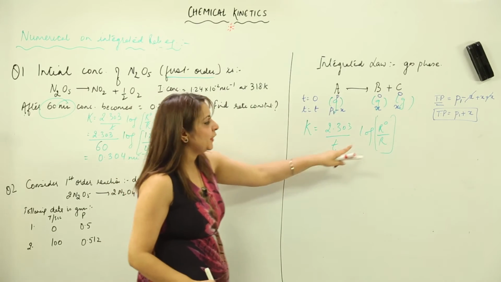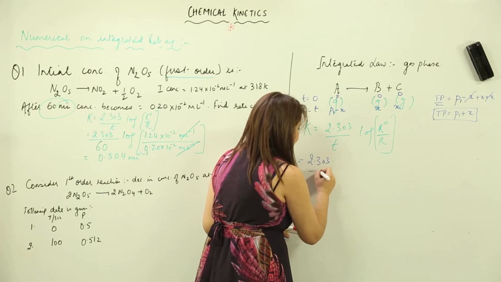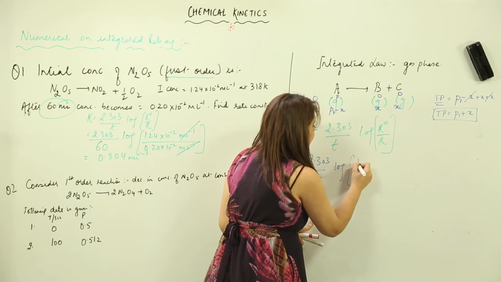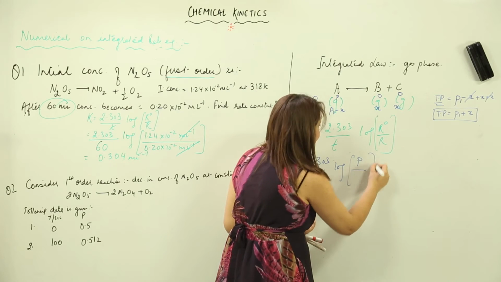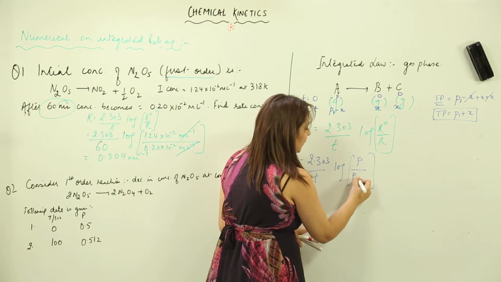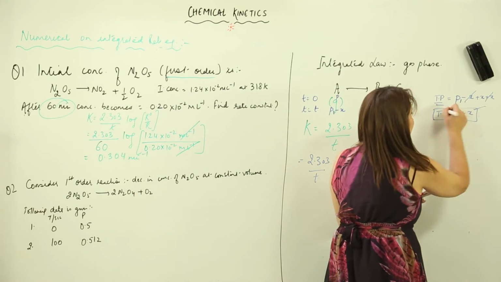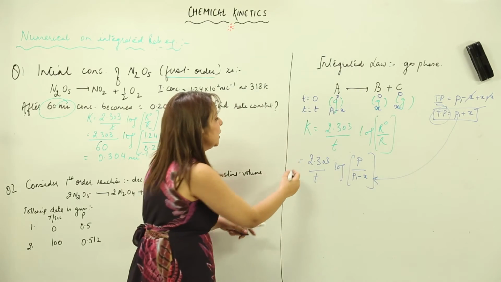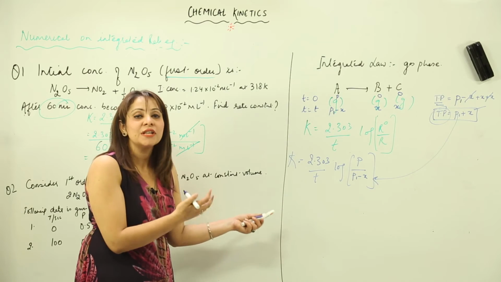Now when we write the expression in terms of partial pressure, this equation becomes 2.303 divided by t log of P0, where P0 is the initial pressure (I took P, you can take it as P naught as well), divided by P1 minus x, the pressure at time t. Now I can get the value of x if I am given the total pressure, and then I can put the value in and find the unknown variable asked in the question.